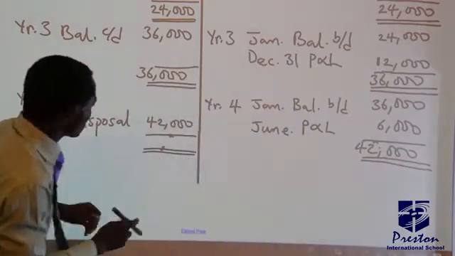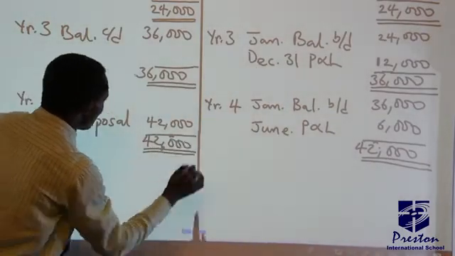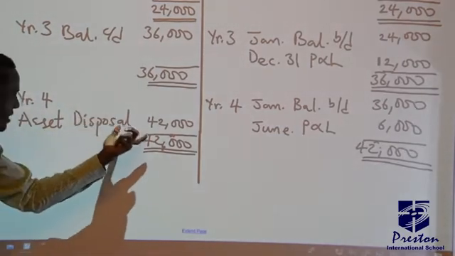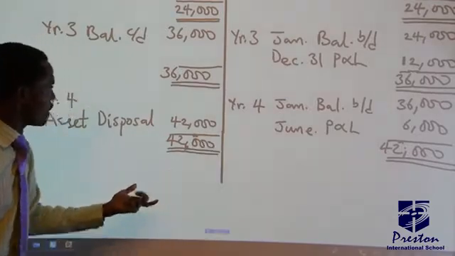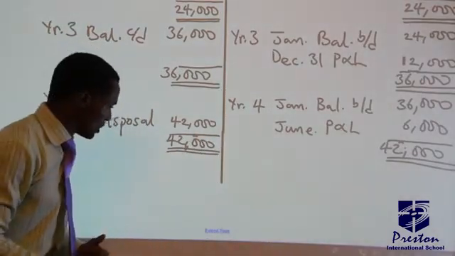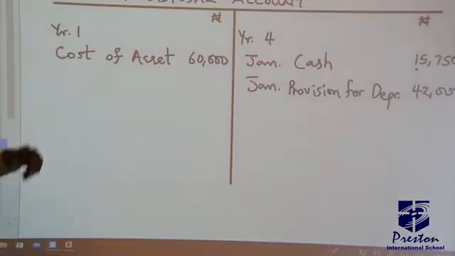Now, this 42,000 naira becomes our asset disposal. And on the credit side of our asset disposal account, this same value will reflect there in order for us to keep to the rule of double entry. That takes us straight to the asset disposal account.